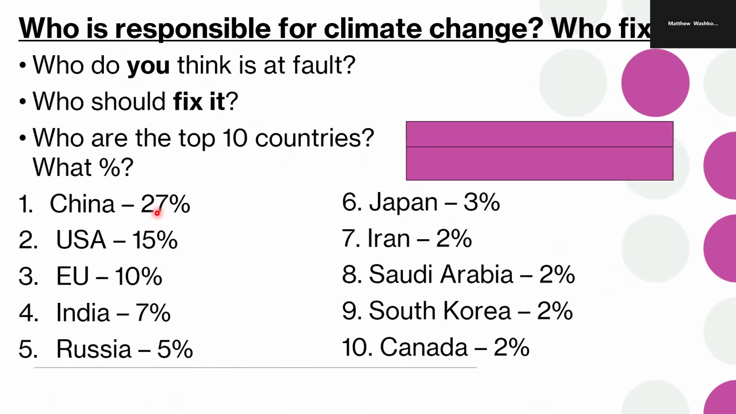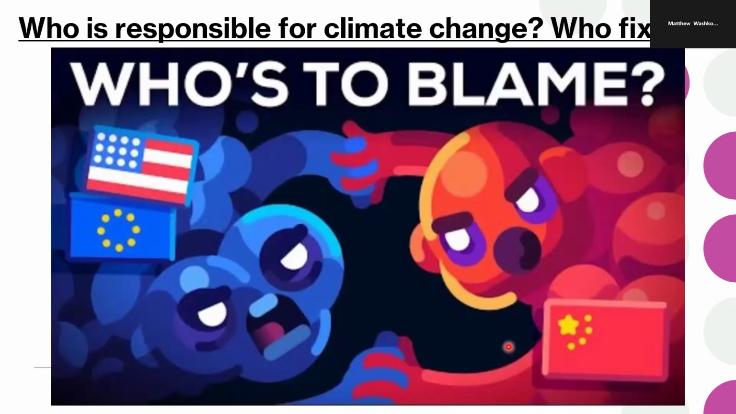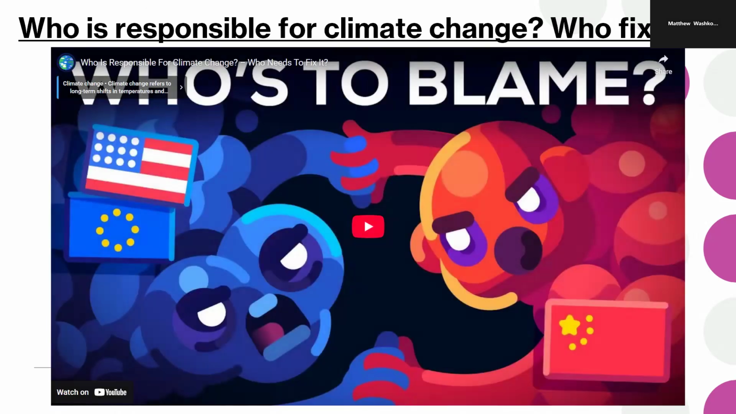But China, 27% of the world emissions. USA, 15%. The entire European Union, 10%. India, 7%. Russia, 5%. Japan, 3%. Iran, 2%. And then we eventually fall into 2% as well. So we're only 2%. Why do we have to do something towards that? At this point, I do want you to watch this video if you have not yet.